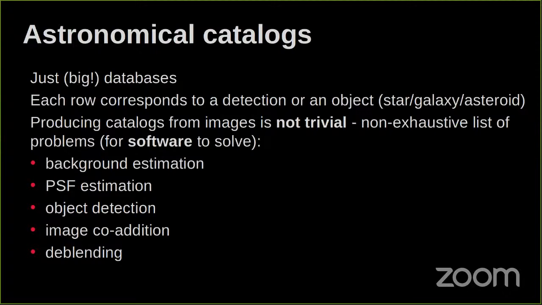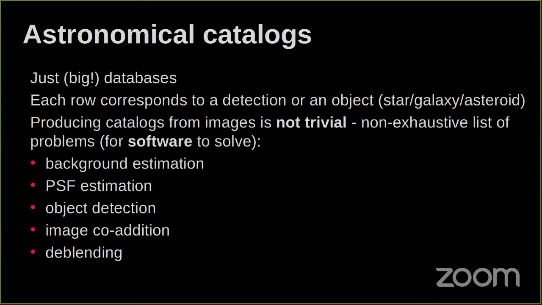So first, when you get an image from a telescope, you need to estimate the background. You need to estimate the PSF, point spread function, which determines how the point light source spreads on the focal plane of the telescope on the image you get. You would get some kind of blurry image, which should actually be just one single point.